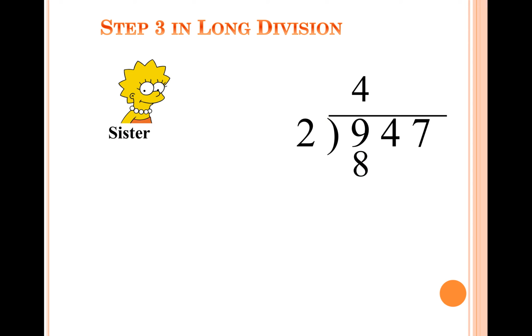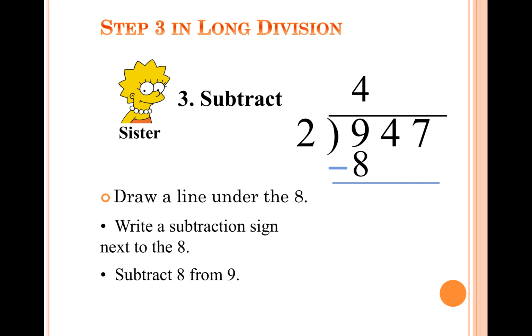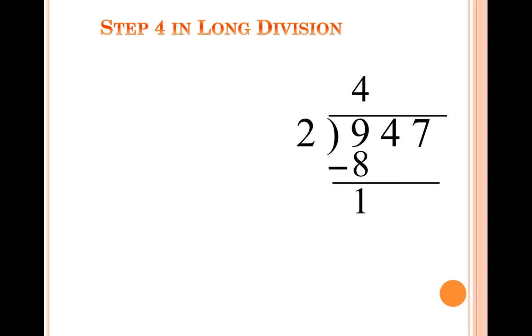Step 3, subtract. Draw a line under the 8. Put a subtraction symbol. Subtract 8 from 9. We get 1. So our remainder was 1. 2 goes into 9 4 times. That gets us to 8, and we're 1 away.